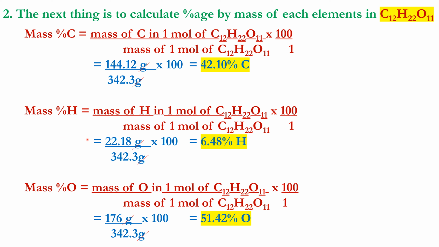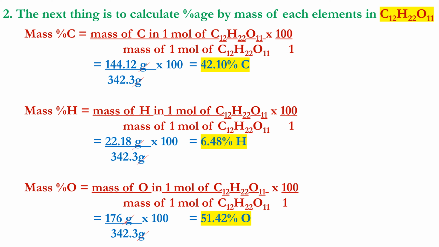We do the same thing for mass percent hydrogen. So the value that we calculated for mass of hydrogen in 1 mole of sucrose is 22.18 gram. We divide that by mass of 1 mole of sucrose, which is 342.3 gram, multiplied by 100. So this gram cancels this gram, and our final answer is 6.48% hydrogen.